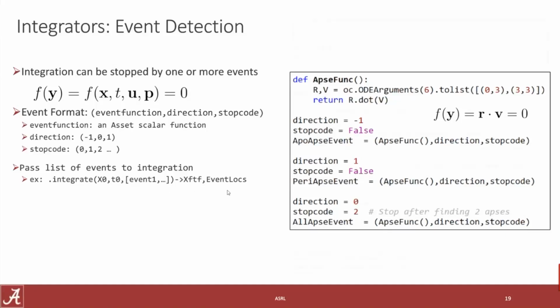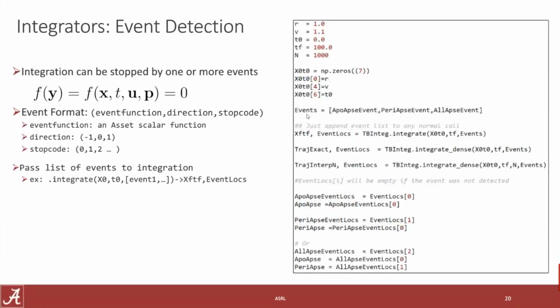So you can even pass multiple events. You can make apoapsis, periapsis, and all-apsis events as one big list and run an integrate and see if it flags any of those. Or if you have a stop code on one, obviously if it hits a stop code on any event, it's going to stop integration.